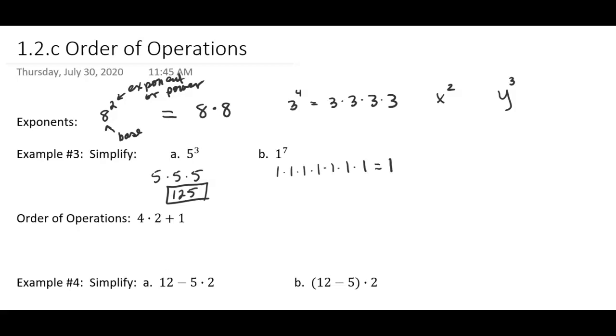Now we're going to talk about the order of operations. So you look at this expression right here. It's an expression, no equal sign. And you have 4 times 2 plus 1. Well, how do you know which to do first? Do you add the 1? Do you add 2 and 1? Or do you do the multiplication first? It makes a difference. And that's why we have what's called the order of operations.